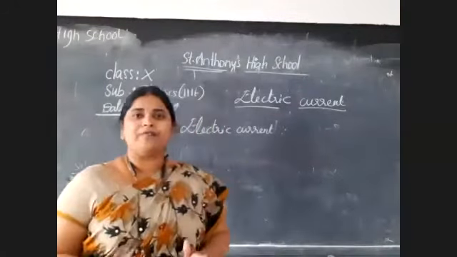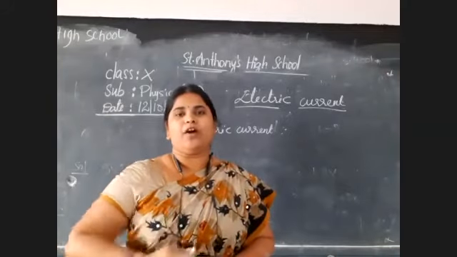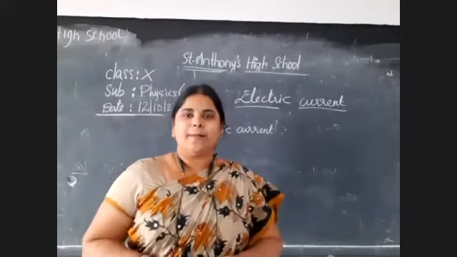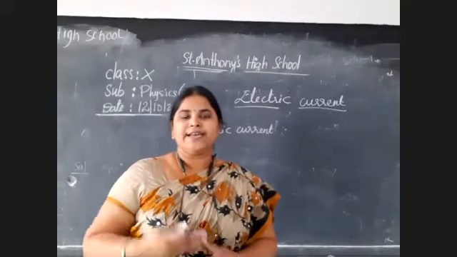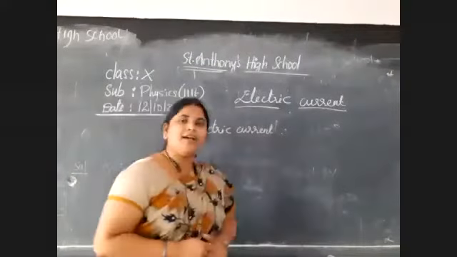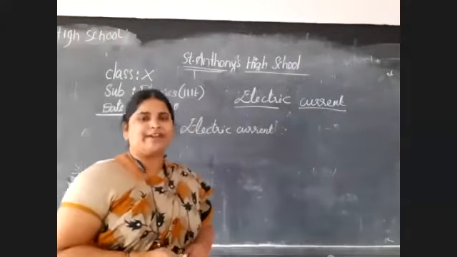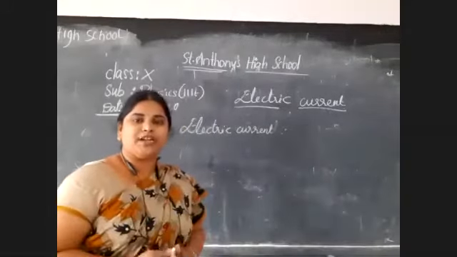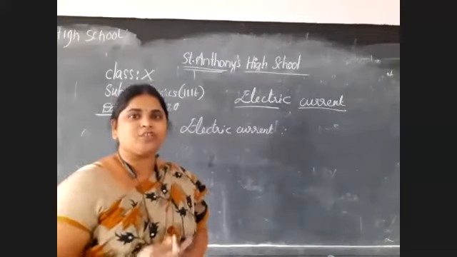When will there be flow of charges in an ordered way? When the conductor is connected to a battery, then you can see an ordered movement of the charges inside the solid conductor. This we have seen already. So what is electric current? The flow of charges in an ordered way when the ends of a conductor are connected to a battery, or when a potential difference is provided by the source.